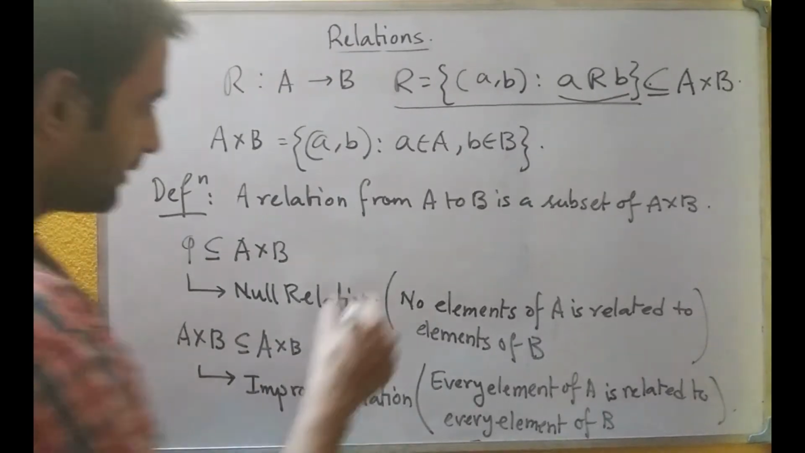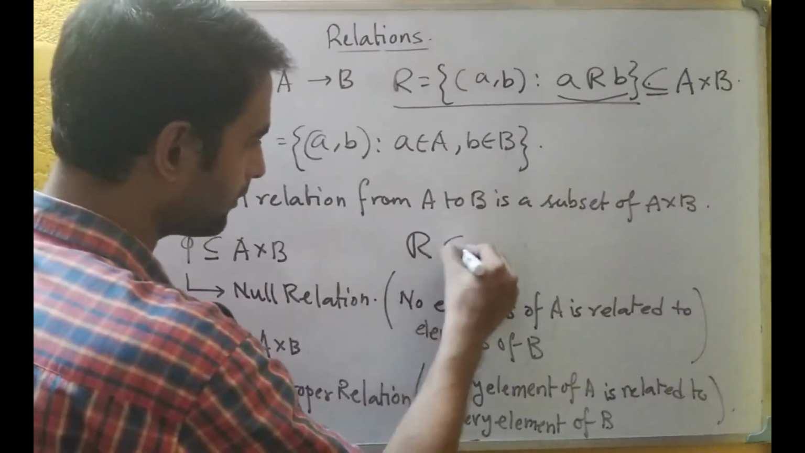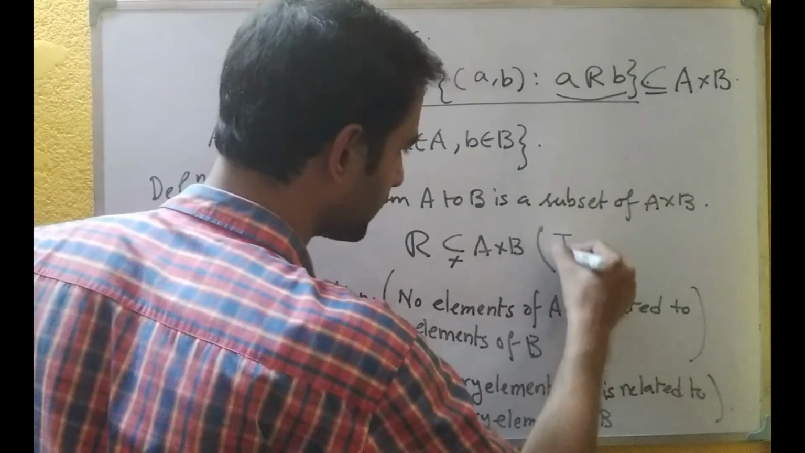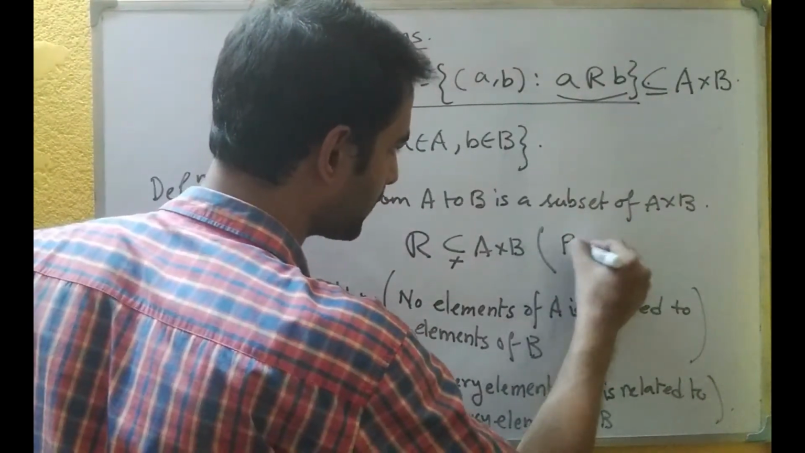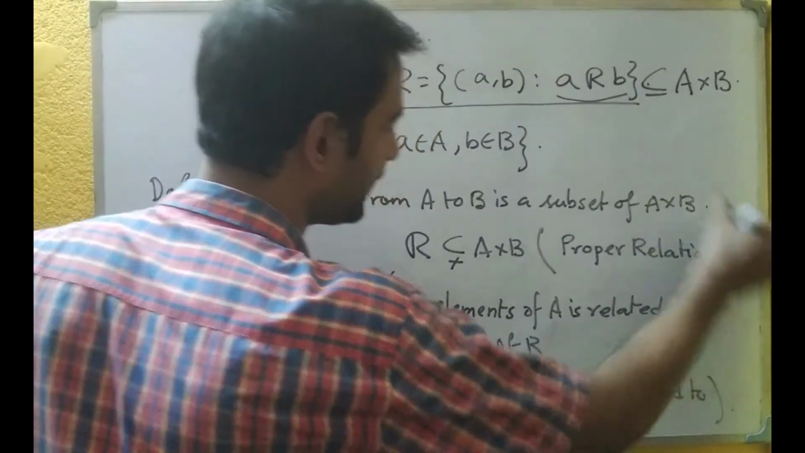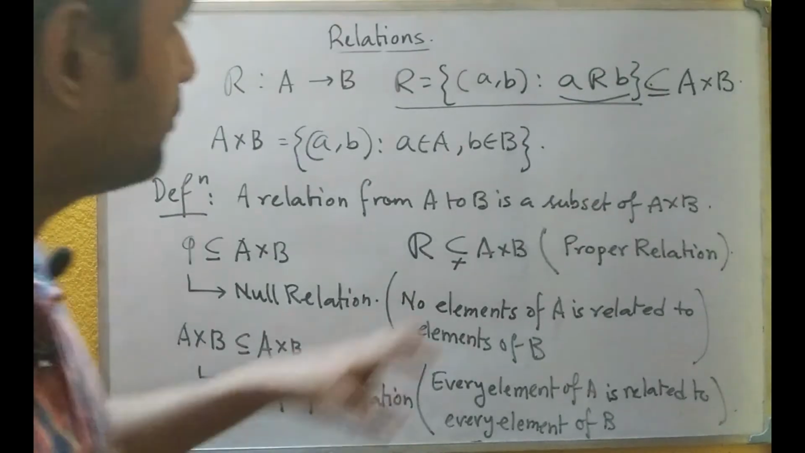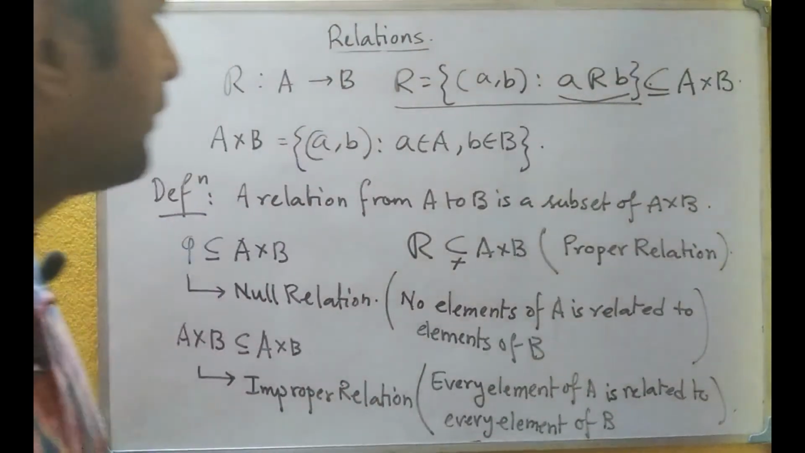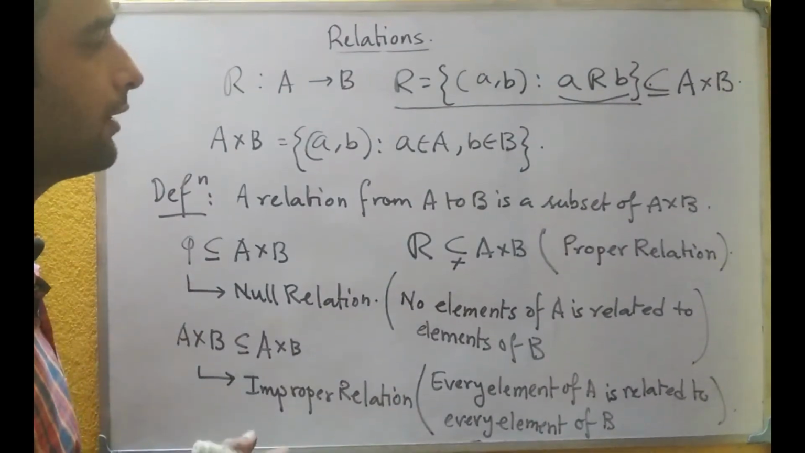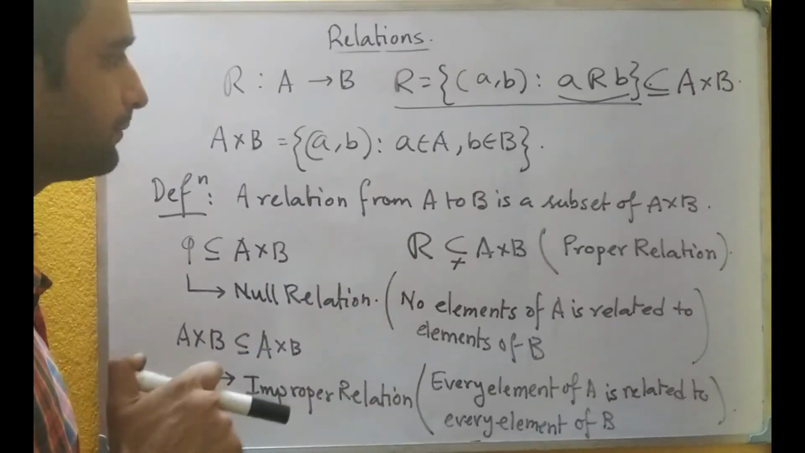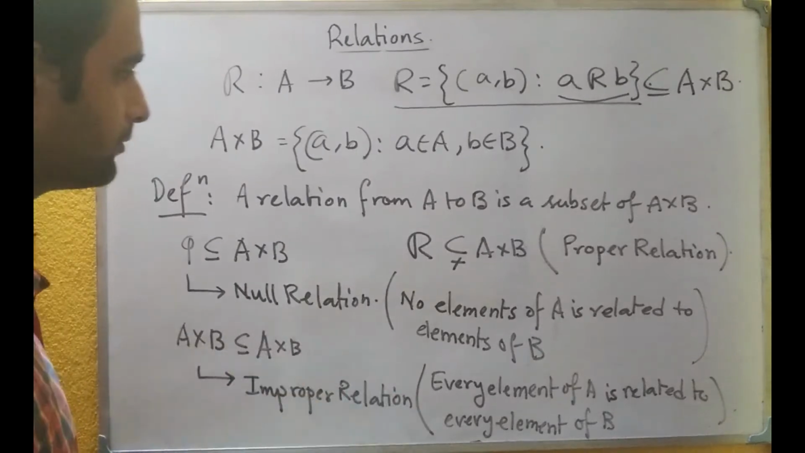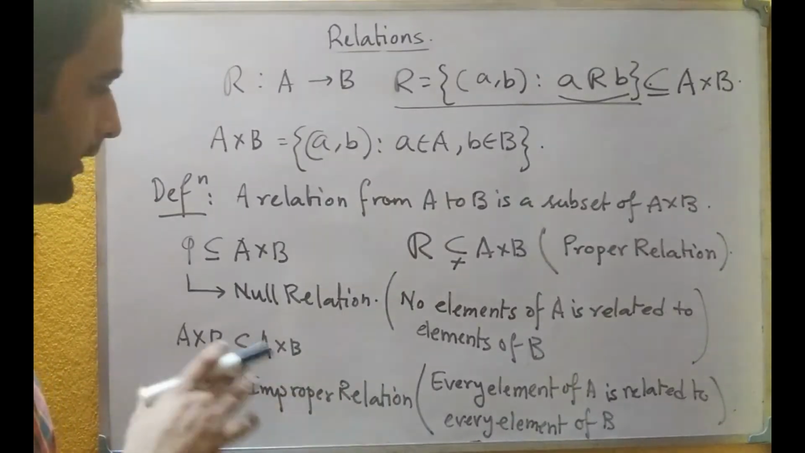And if you take some proper subset of A cross B, then this relation is called the proper relation. And whenever we are taking some proper relation, we need to define some particular rule for the relation. That's why all those elements will not be in the relation. Some particular elements will be there. Okay, so these are the types of a relation that we study here.